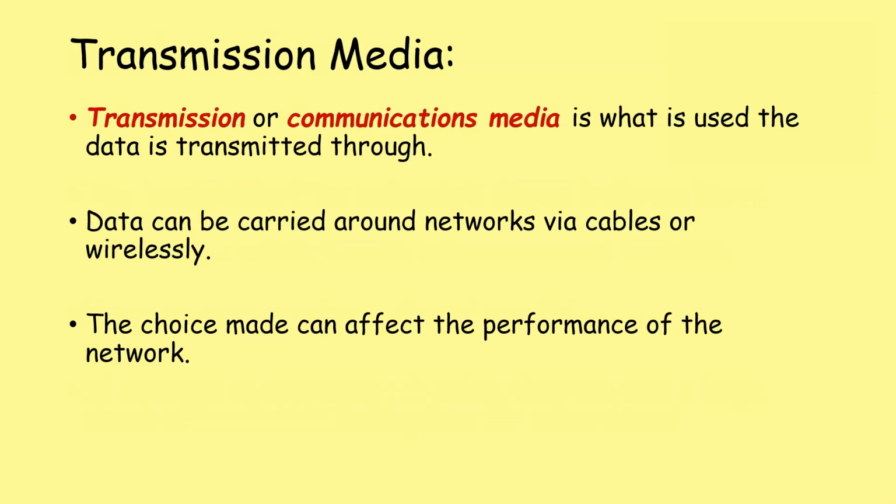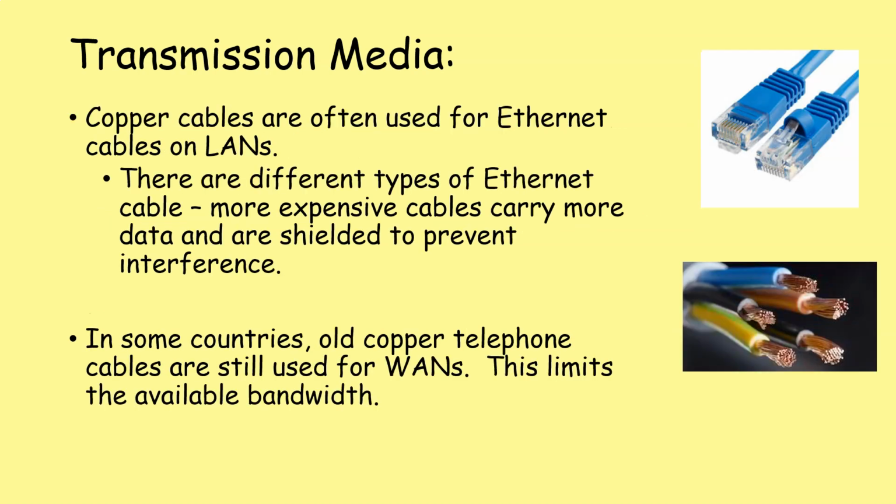Transmission or communications media is something that we looked at briefly in the last lesson, and that is what we're using to actually transmit the data through. So data can be carried around networks via cables or wirelessly, and the choice made can affect the overall performance of the network. Copper cables are often used for Ethernet cables on local area networks.